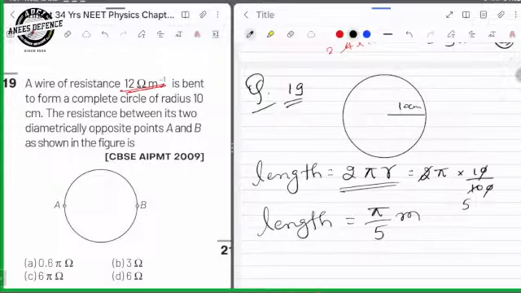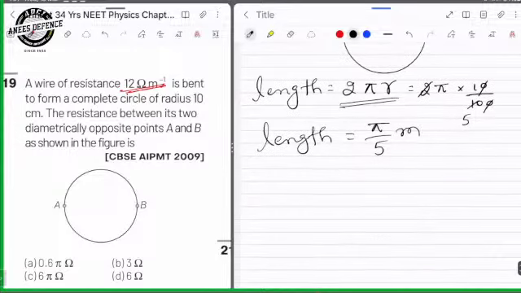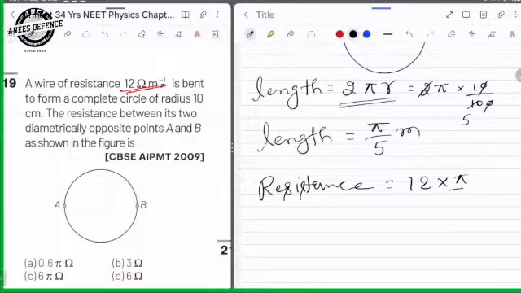So you know resistance of 1 meter is 12 ohm. So resistance of 2 meter is 12 into 2, 3 meter is 3 into 12. So you have to calculate resistance, which is equal to 12 into pi by 5 ohm. Yes or no? So you have calculated total resistance, right?